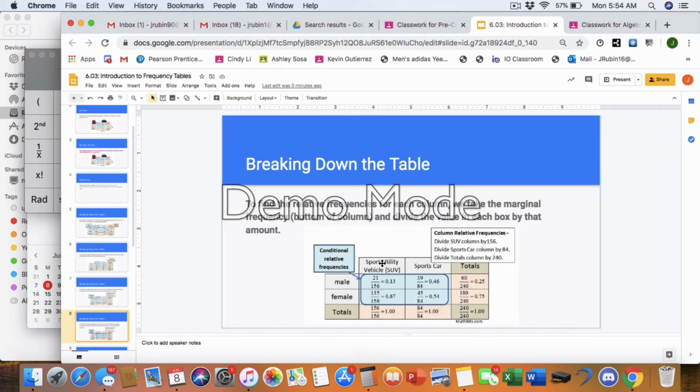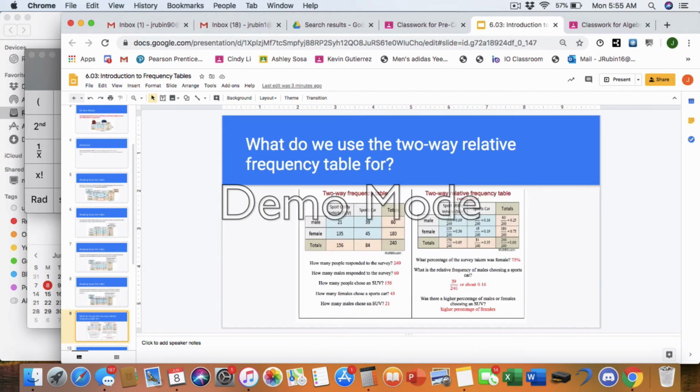And the same would be true if we were trying to find the relative frequencies for each column. So we divide by the 156, which is the total people who preferred SUVs, and do 21 divided by 156. That tells you the proportion of SUV preferers who were male. We're going to get more into this tomorrow, and tie it into what's been going on around the country lately.